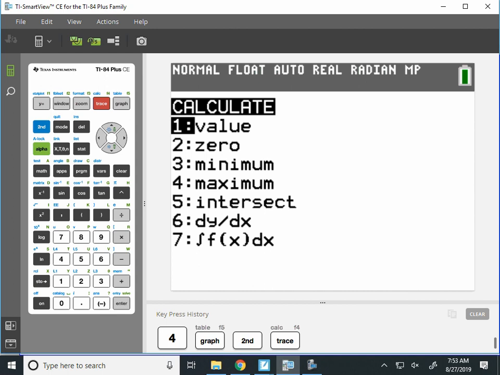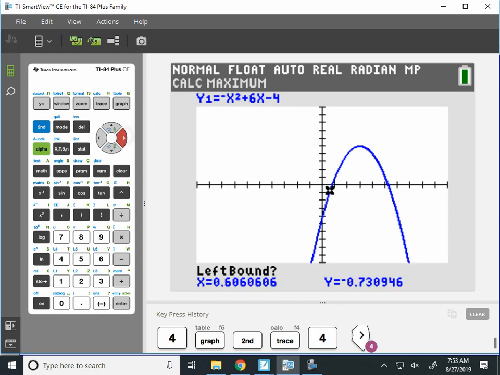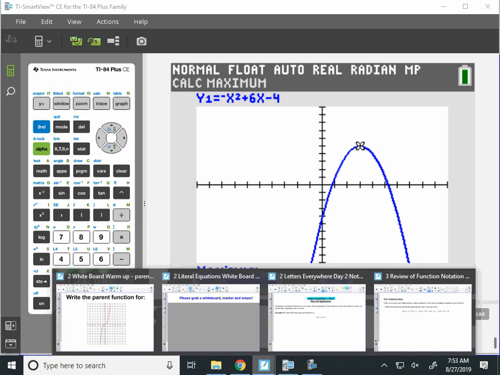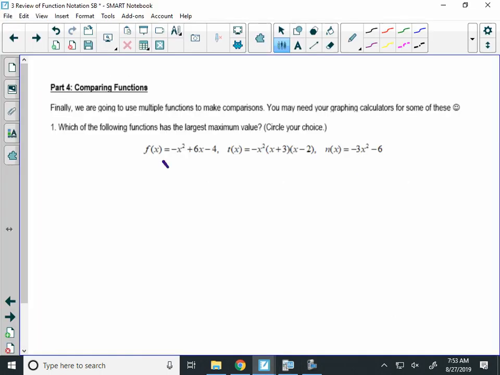Second trace, choose maximum, which is number 4. And we just remember, need to get the cursor to the left of that maximum, then to the right. And we get a maximum here at (3, 5). Now the maximum value is looking for the y value, which here would be 5. That's the highest value of the graph. So I'm just going to make a note for myself here that the maximum value is y equals 5, or just 5. You don't even need the y equals. It's just 5.